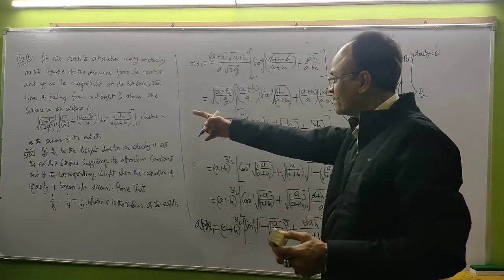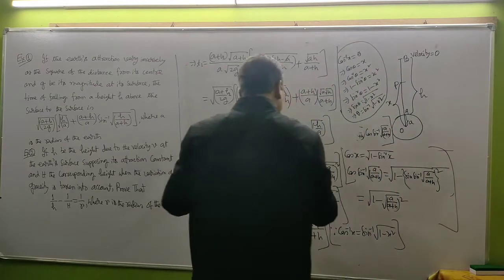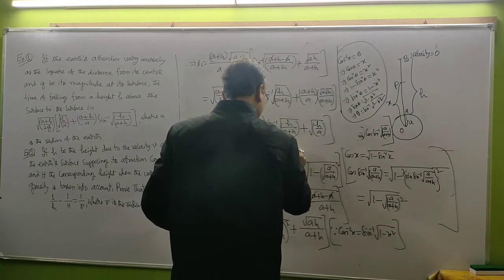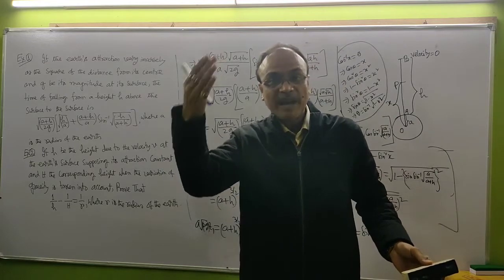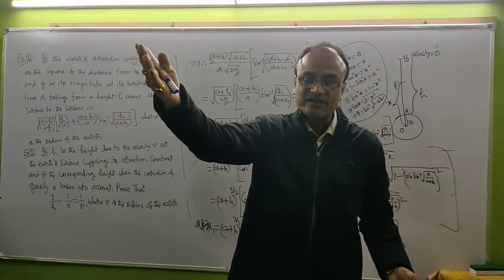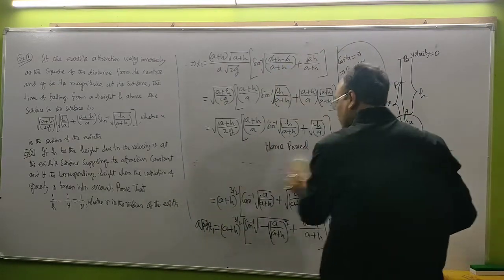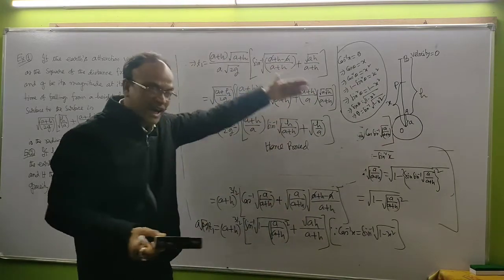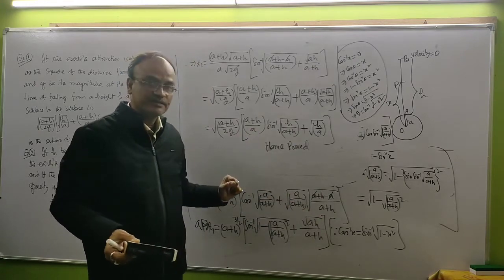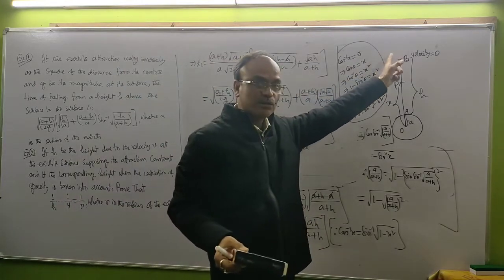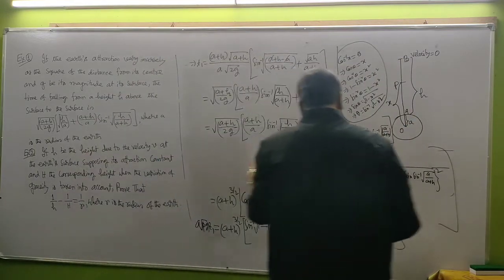Exactly we have done this. Hence proved. The time taken by the particle from a height h above the surface of the earth to the surface is given by this. Or simply time taken from B to A equal to this. Therefore, we have proved number 1.